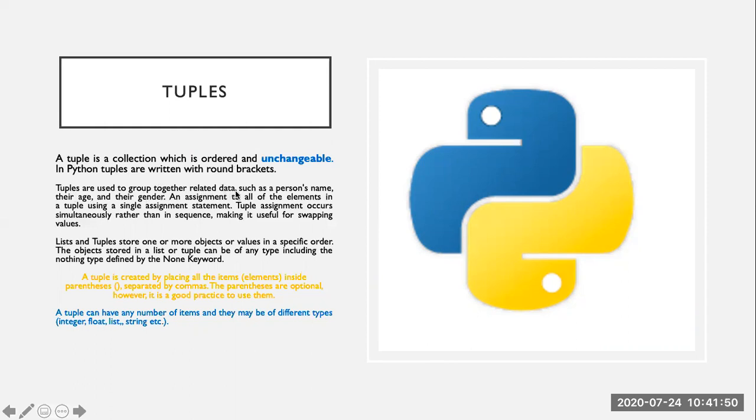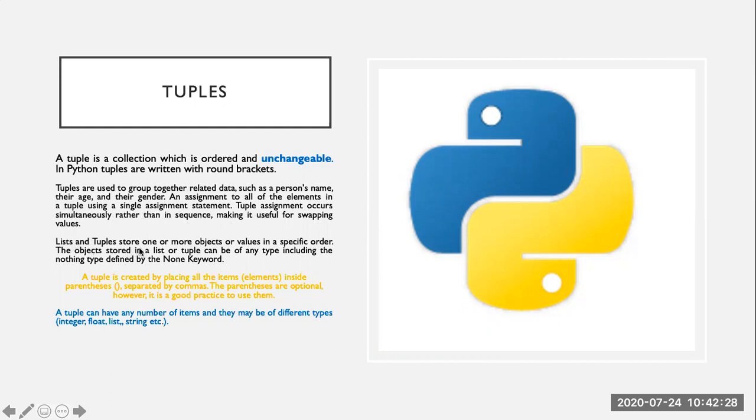For example, if we want to add a person's name, their age, and their gender, then we can create a tuple for this, and we assign all the elements to the tuple using a single assignment statement. Tuple assignment occurs simultaneously rather than in sequence, making it useful for swapping values.